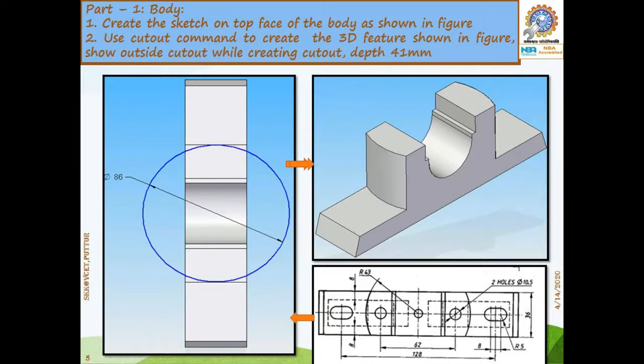In the same first part, now you have to select the top surface of the body. On that top surface, draw a circle of diameter 86 mm. Then use the cutout command to create the 3D feature, showing outside cutout while creating the cutout. Give a cutout depth of 41 mm.